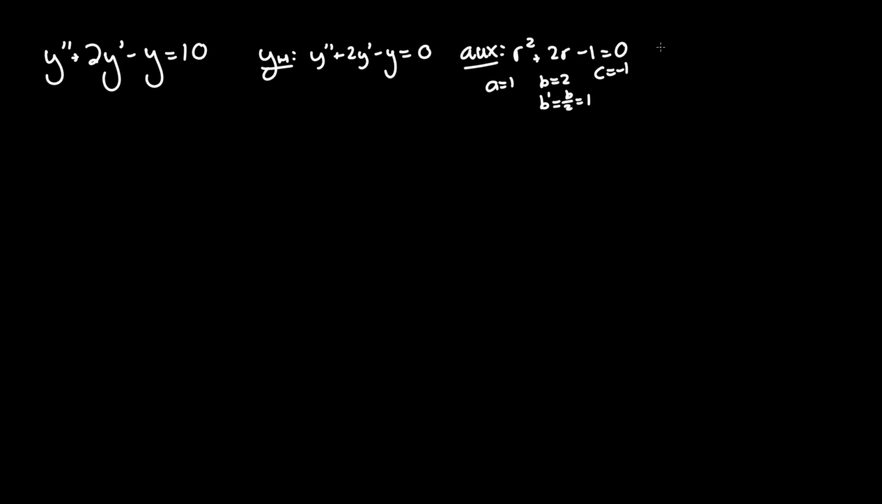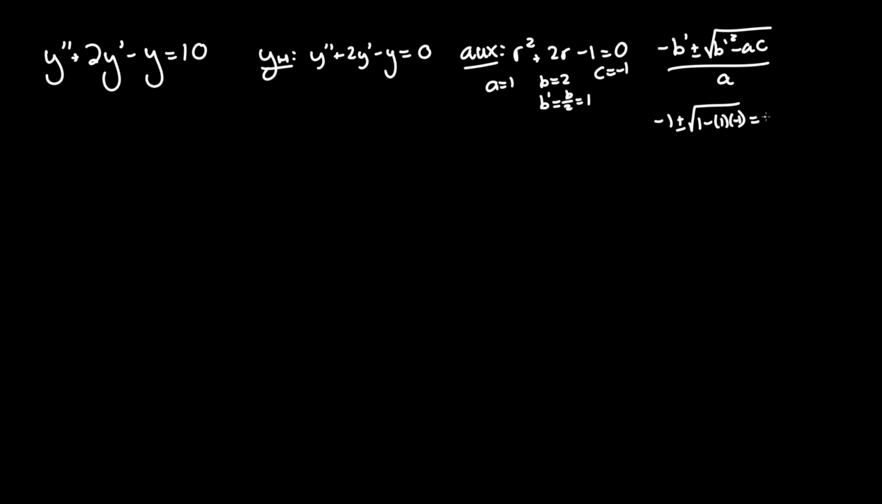We can use our shortcut quadratic formula, minus b prime plus minus square root of b prime squared minus ac over a. You can use the original quadratic if you want. This is a little faster. And we know that this equals minus 1 plus minus square root of 1 squared is 1 minus ac, 1 times negative 1 over 1. And I'll just leave that out.